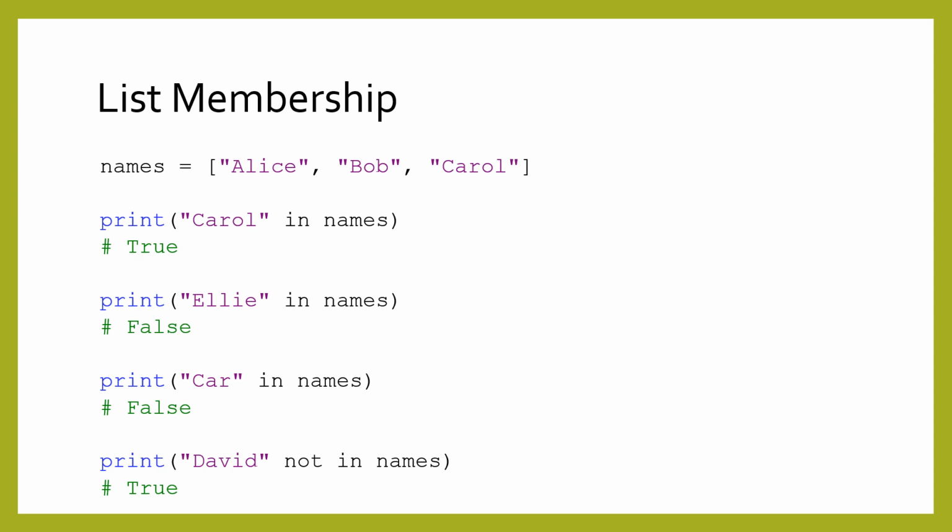Much like strings, you can ask if a list has a specific value in it. The in operator has a list on the right, and then any kind of value or variable on the left. There is also a not in operator to determine the inverse. Note that the operator matches exactly. In the example code shown here, the string car does not match Carol because it's not an exact match.